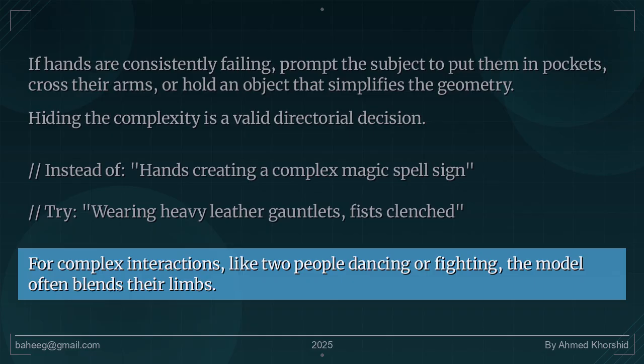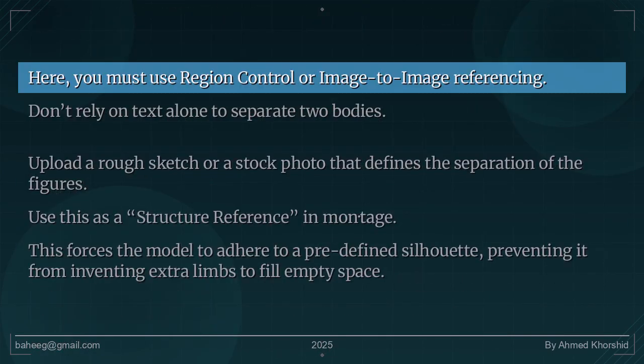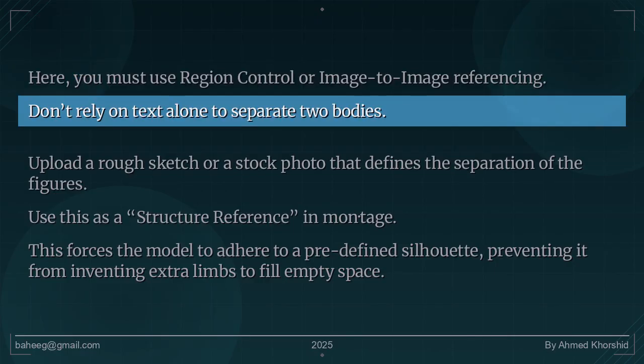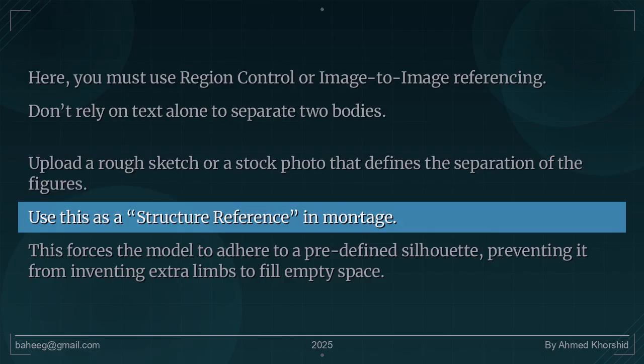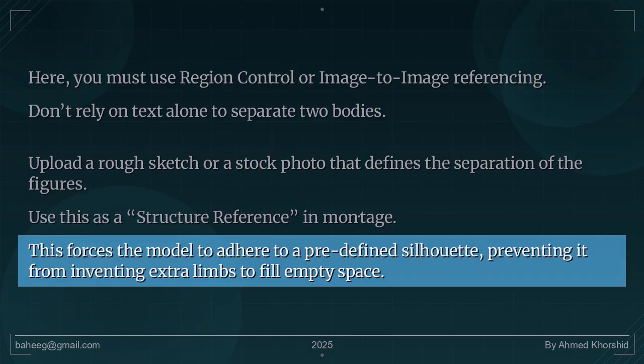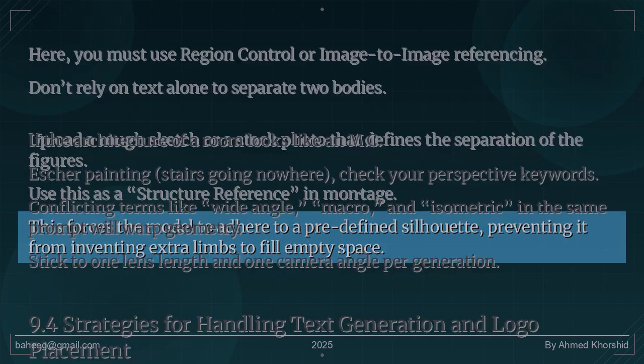For complex interactions, like 2 people dancing or fighting, the model often blends their limbs. Here, you must use region control or image-to-image referencing. Don't rely on text alone to separate 2 bodies. Upload a rough sketch or a stock photo that defines the separation of the figures. Use this as a structure reference in Midjourney. This forces the model to adhere to a predefined silhouette, preventing it from inventing extra limbs to fill empty space.